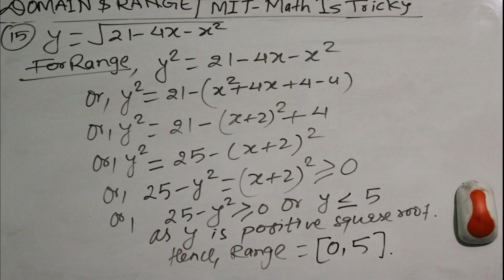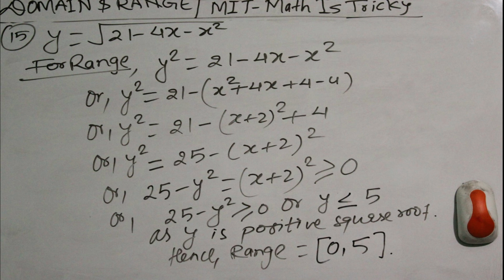For range, the function is y equals square root of 21 minus 4x minus x square. Let's square both sides, so we get y square equals 21 minus 4x minus x square. Taking minus common from the second and third terms, we get x square plus 4x, and by adding plus minus 4, we get y square equals 21 minus (x plus 2) whole square, and minus minus plus 4. So 21 plus 4 is 25: y square equals 25 minus (x plus 2) whole square, which gives 25 minus y square equals (x plus 2) whole square.